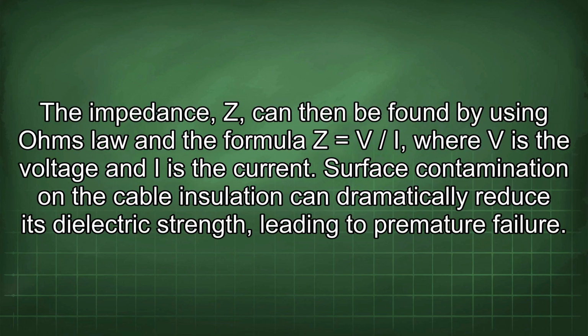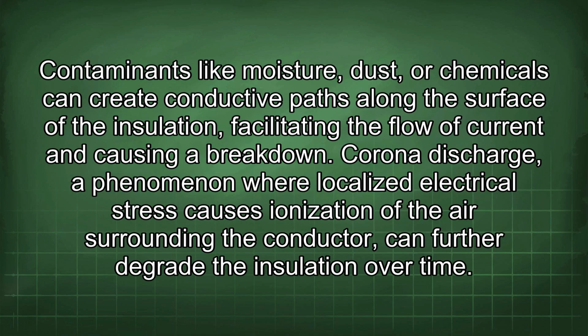The impedance, Z, can then be found by using Ohm's law and the formula Z equals V slash I, where V is the voltage and I is the current. Surface contamination on the cable insulation can dramatically reduce its dielectric strength, leading to premature failure. Contaminants like moisture, dust, or chemicals can create conductive paths along the surface of the insulation, facilitating the flow of current and causing a breakdown.